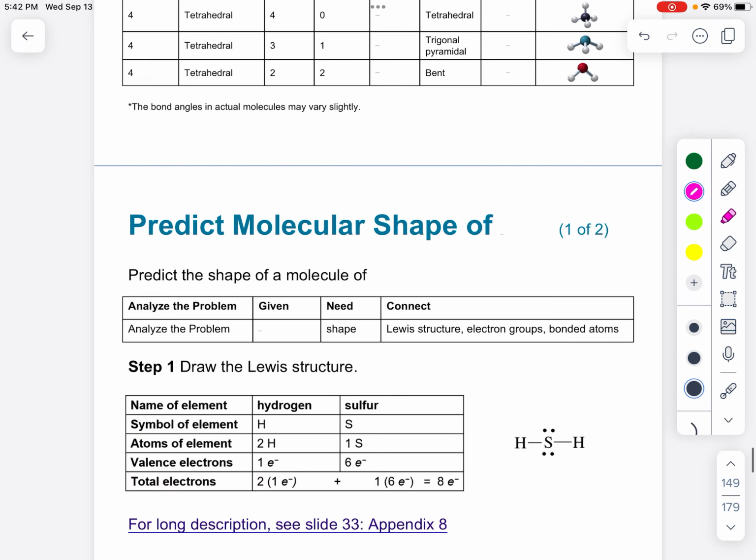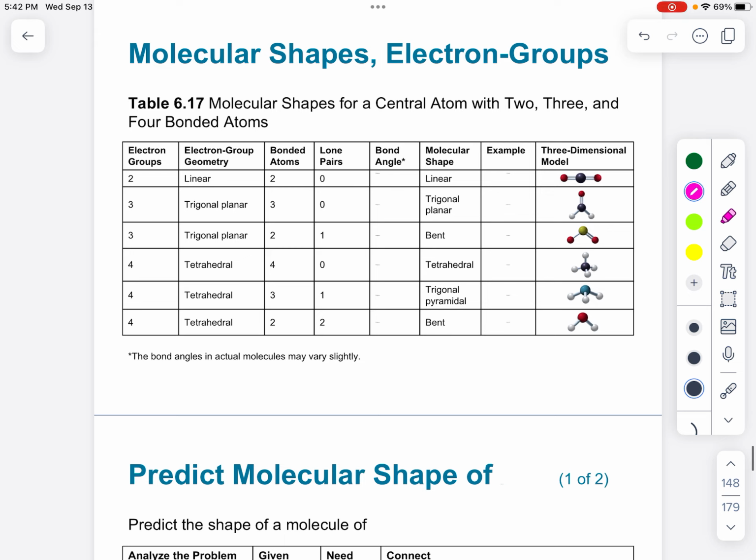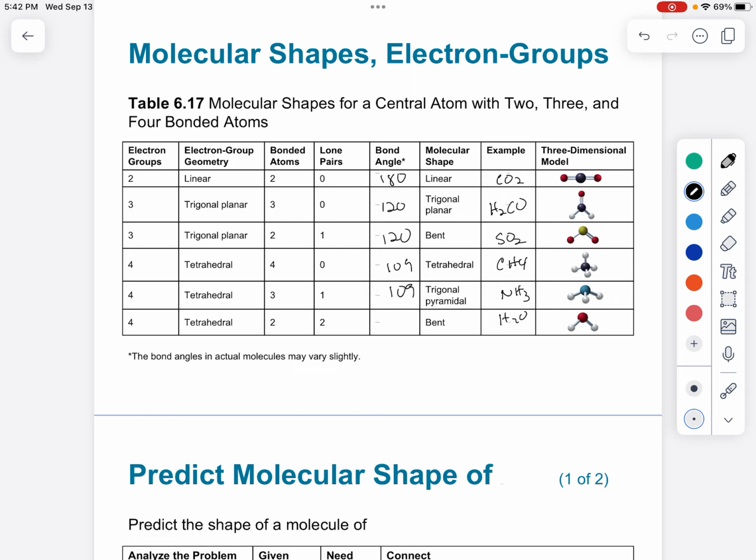And they have a similar table here. Let me see what this example is. CO2, H2CO, SO2, CH4, NH3, H2O. Bond angle 180, 120, 120, 109, 109, 109.